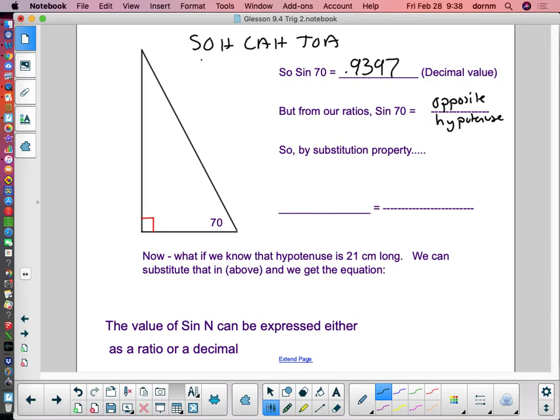Okay? So sine of 70 is 0.9397, but the sine of 70 is also the ratio of the opposite over hypotenuse. Since both of those things equal each other, by substitution, therefore, the 0.9397 is the ratio of the opposite over the hypotenuse. Right? We've done a lot of substitution property over the years. We know how to do that.